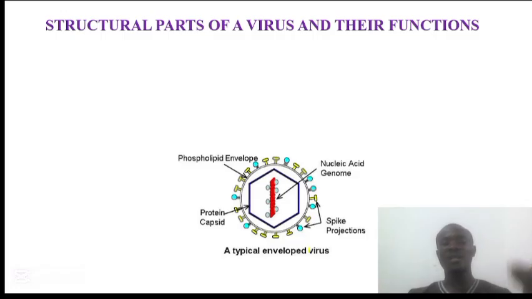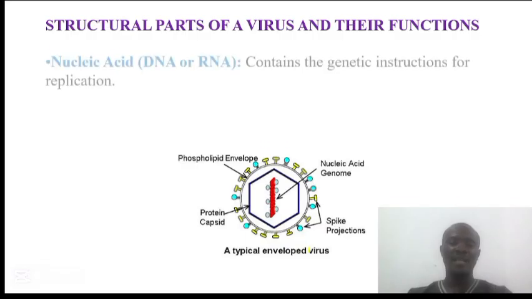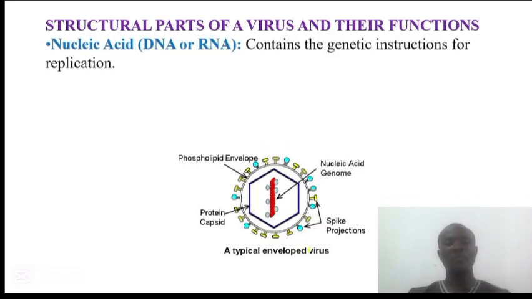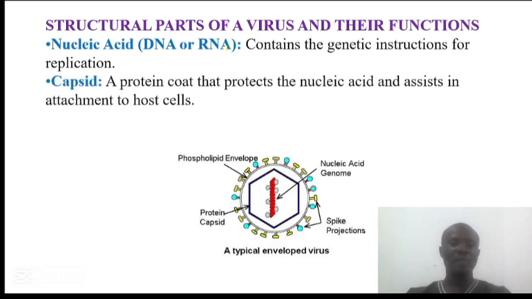Now let's repeat the structural parts of a virus and their functions again for more understanding. We talk about the nucleic acid. We say it contains the genetic material which has to be transferred to the offspring. And we have the capsid. As I said, it is a protein coat that protects the nucleic acid. And this capsid here assists in the attachment of the virus to the host cell.